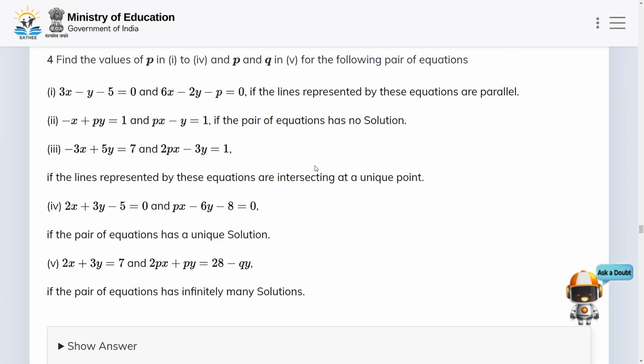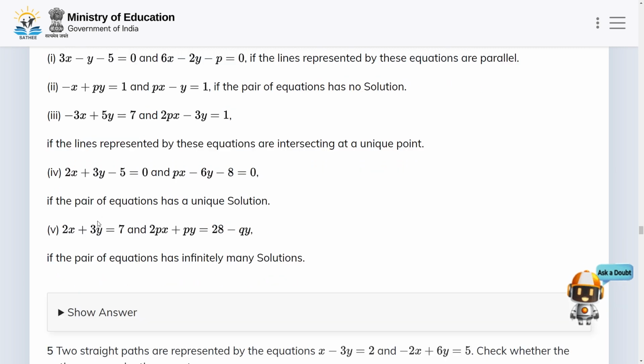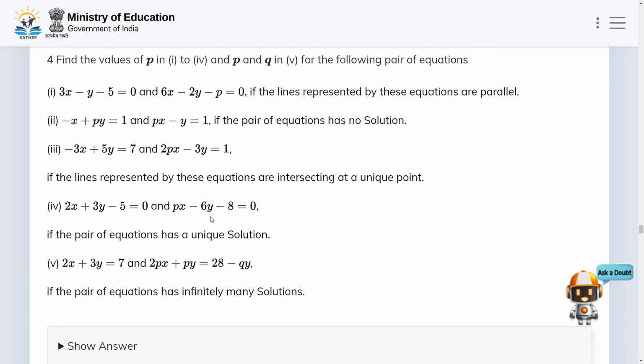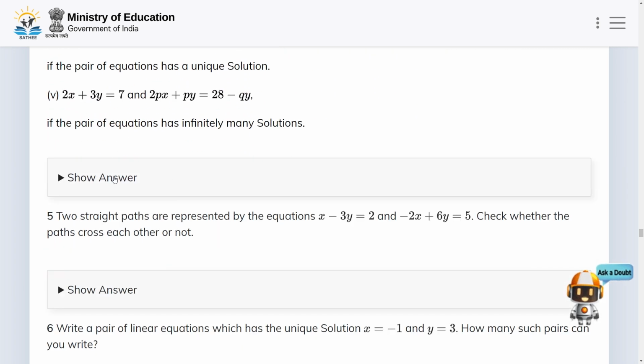Okay, now let us move to question number 4. Here we have to find the value of p in parts 1 to 4, and p and q in part 5, for the following pairs of linear equations. So in 1 to 4, we have to find the value of p, and for the fifth we have to find the values of p and q. So let us solve it.